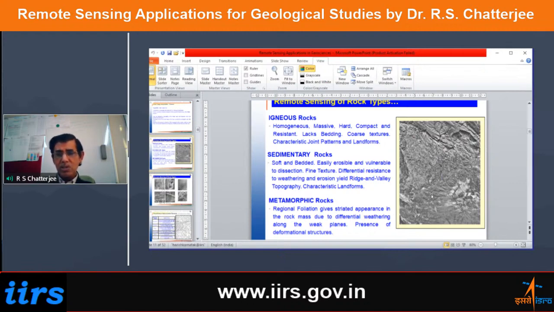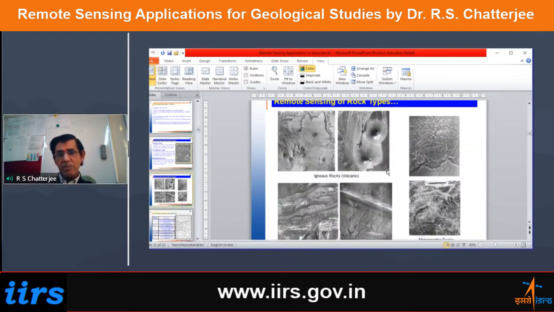So here you can see the weak planes are very, very prominent. There are the regional foliations, and from these regional foliations, you can find the striated appearance on the image, isn't it? The striations are very, very clear. So from that you can interpret that this is a metamorphic rock.